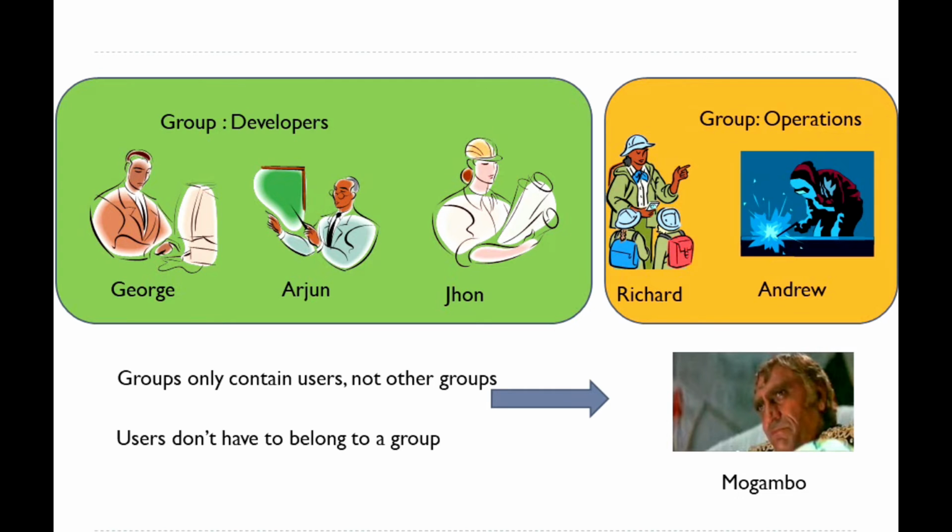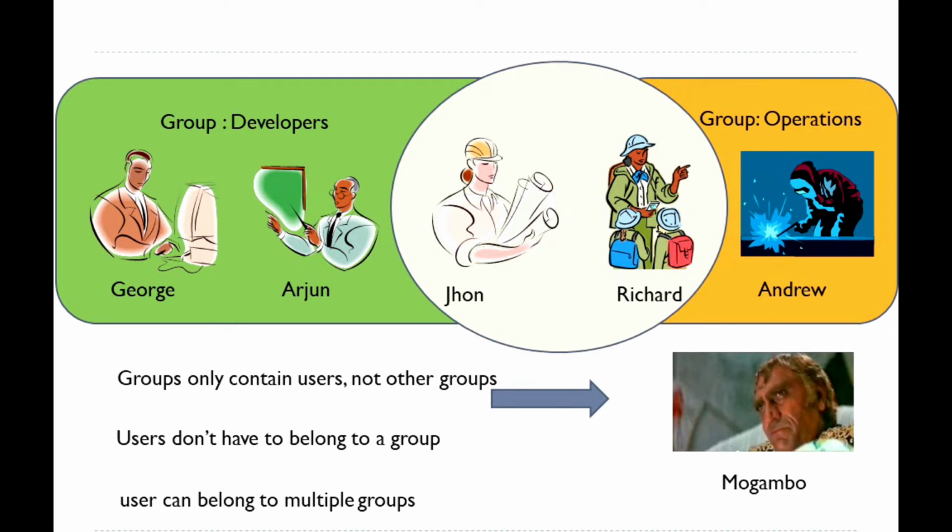And also, a user can belong to multiple groups. That means that, for example, if you know that John and Richard work together and they're part of your admin team, you can create a third group with John and Richard. And as you can see now, in this example, John and Richard are part of 2 different groups. So these are the possible configurations for IAM.